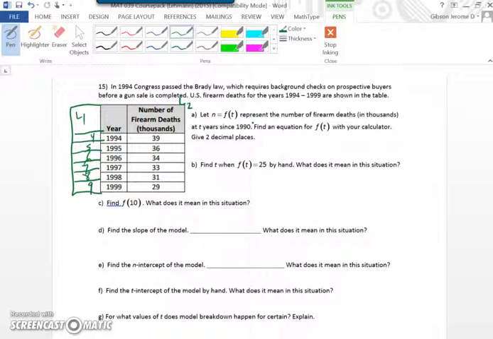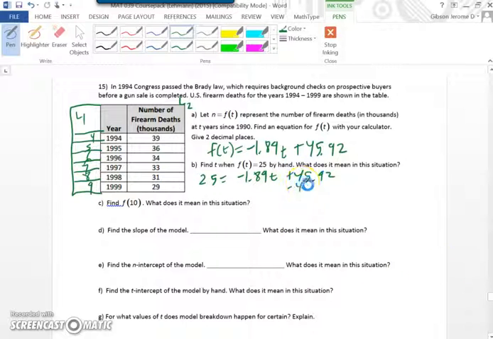So your answer, we had to round this to 2 decimal places. We had f of t is equal to negative 1.89 t plus 45.92 when we round it to 2 decimal places. Now it says here, find t when f of t is 25 by hand. What does it mean in this situation? So basically we had 25 is equal to negative 1.89 t plus 45.92.